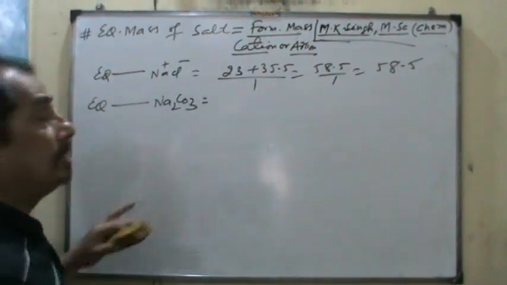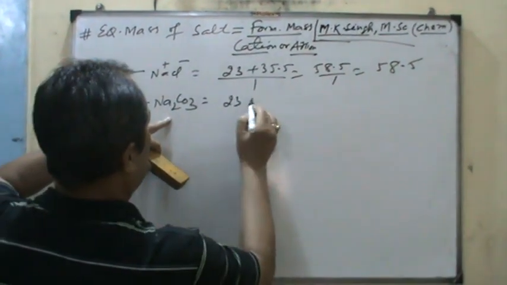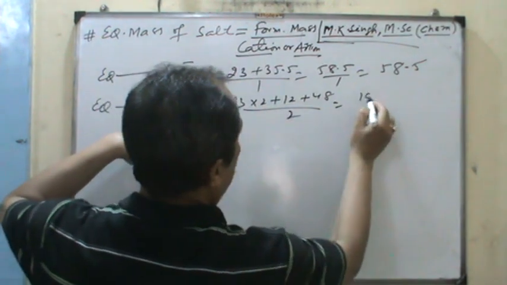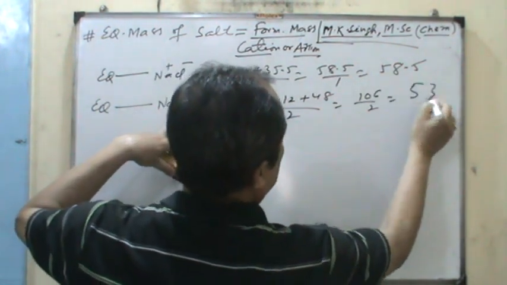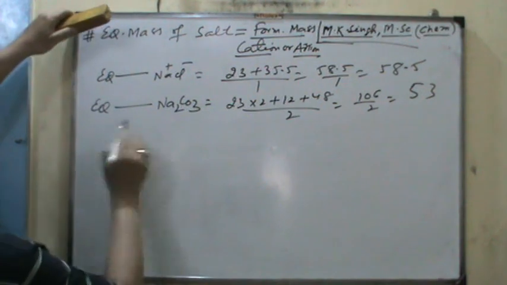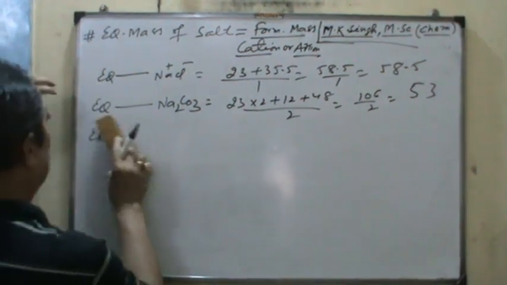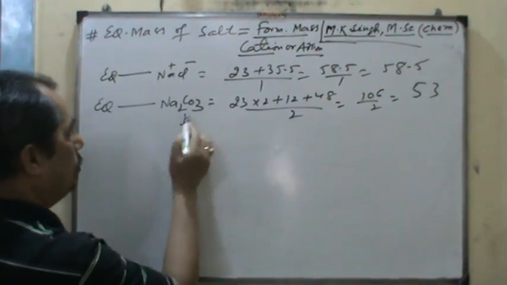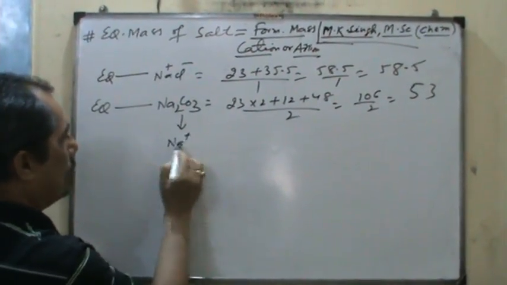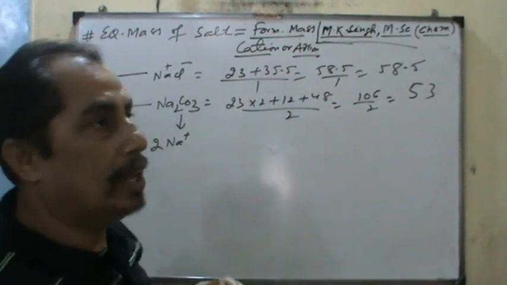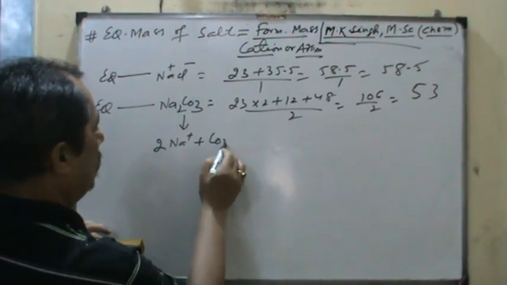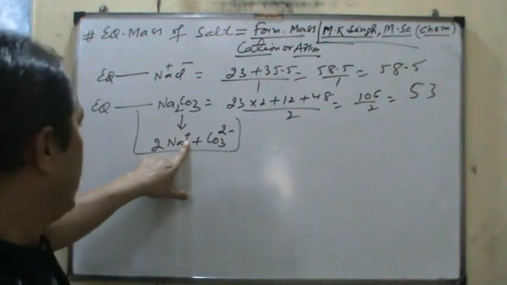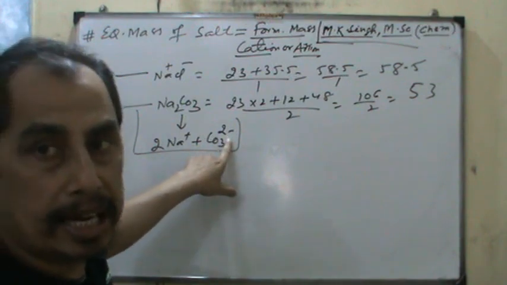Equivalent mass of sodium carbonate. So my dear students, 23 into 2 plus 12 plus 48, divided by 2. 106 by 2. What is your answer? 53. In that way I would like to explain how Na2CO3 breaks to form sodium, 1 positive, 2 times, plus carbonate, always 2 negative charge. So this is 2 times positive charge or 2 times negative charge.